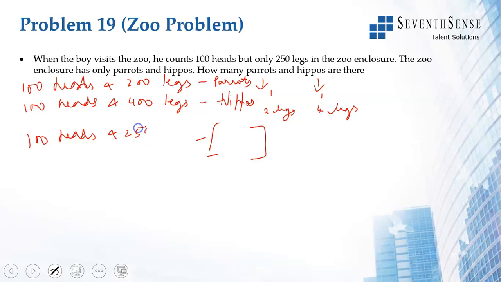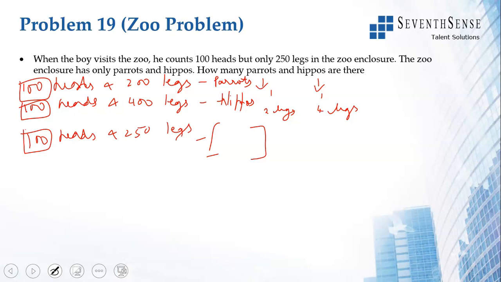and 250 legs. So, taking the heads is not useful because we have 100 in total everywhere. If it was only parrots, it would be 100. If it was only hippos, we would have 100. Now, the mixture also has 100. Now, let us look at legs.